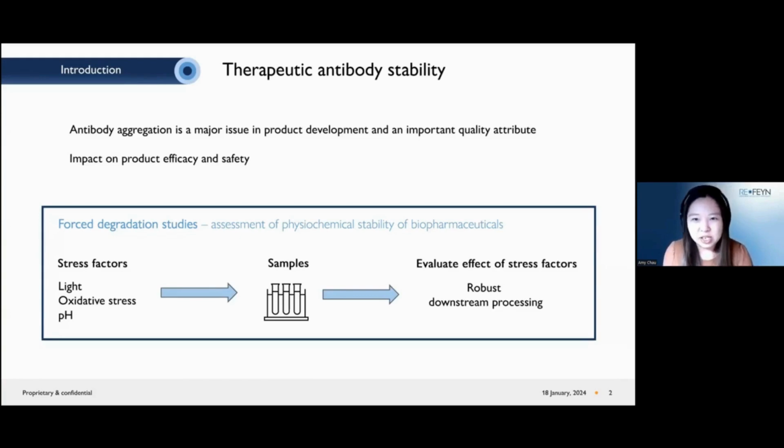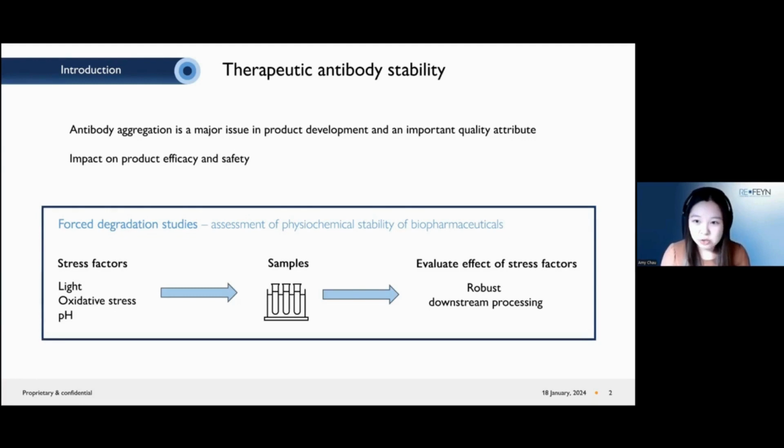Antibody aggregation is a major issue in product development, and it is an important attribute to consider throughout the different stages of the development cycle, since it can affect product efficacy and safety. To understand the physicochemical stability of the candidates, researchers can conduct studies such as forced degradation assays. The experiments can include placing samples under different stress conditions and monitoring how these samples change. The results provide insights in selecting the right candidates for further development processes.